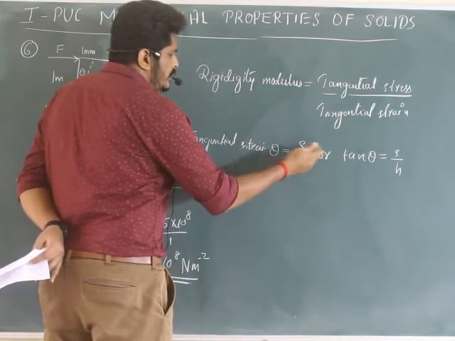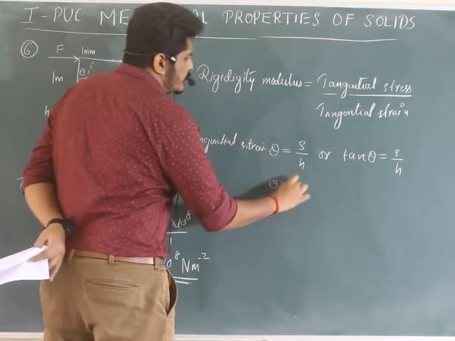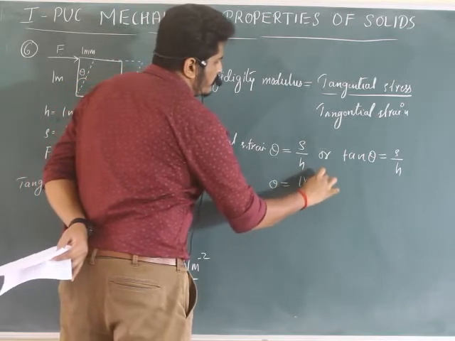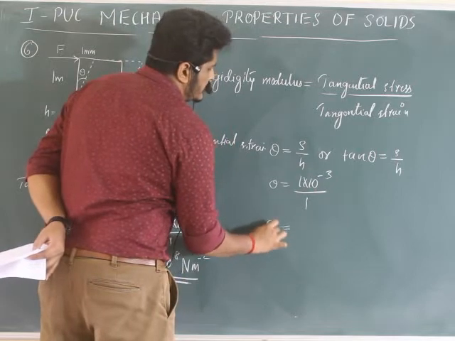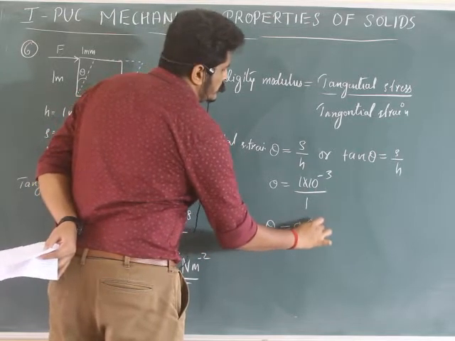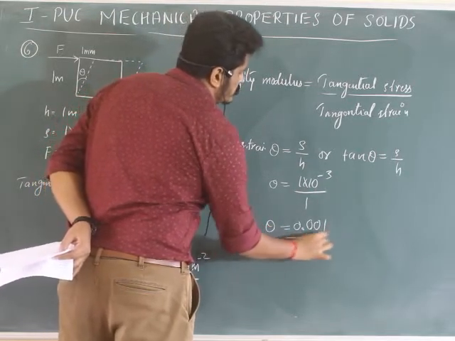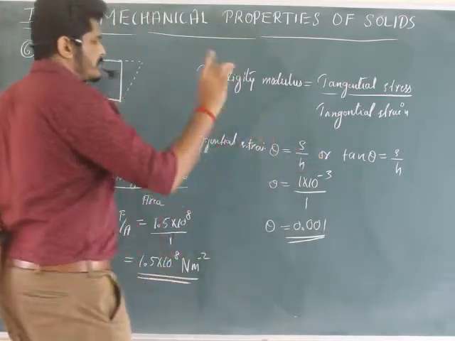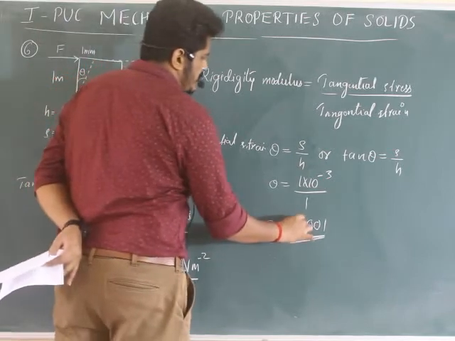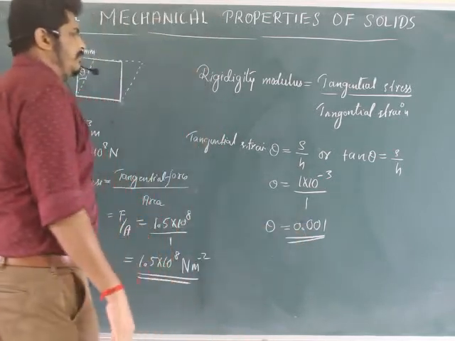So theta equal to S by H, which is 1 millimeter, that is 1 into 10 power minus 3, divided by H, 1 meter. That means the answer is theta equal to 0.001. S by H is meter by meter, so they cancel. So the value of theta is unitless.